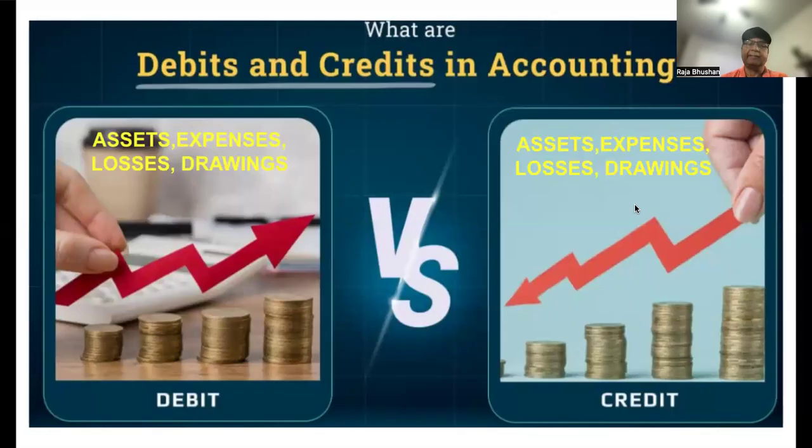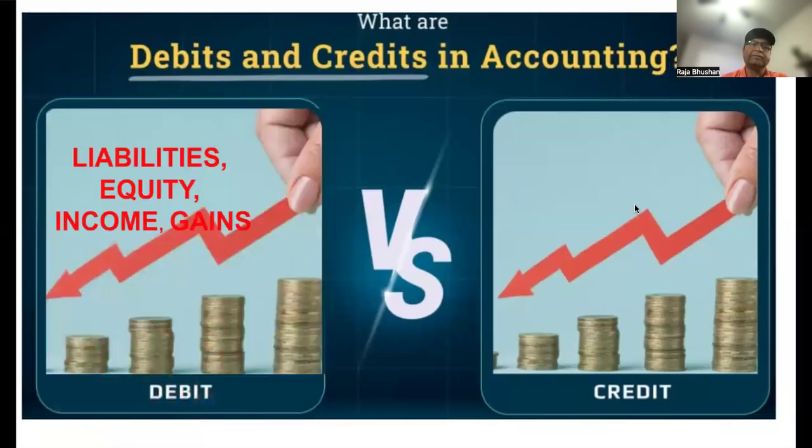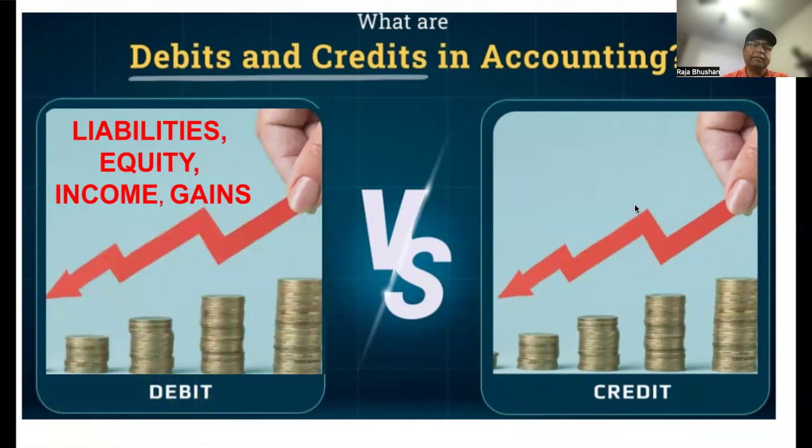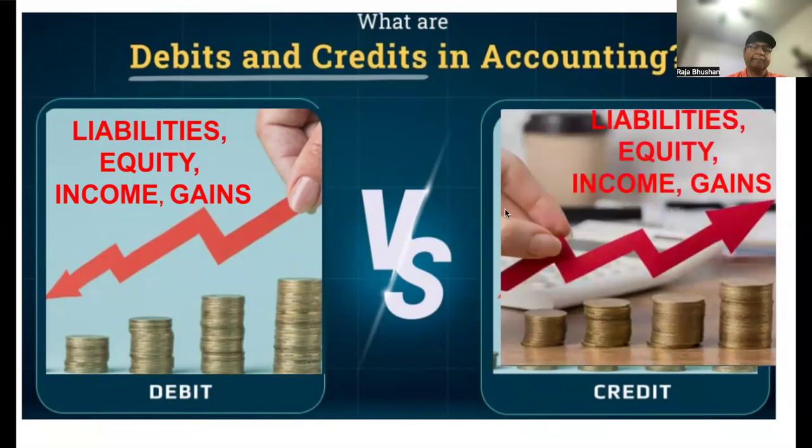Similarly, coming to liabilities, equities, and incomes, and how they are debited or credited. If you debit any liability, the liability balance decreases. If you credit a liability, its balance increases. Just like when an owner invests $10,000, equity increases.